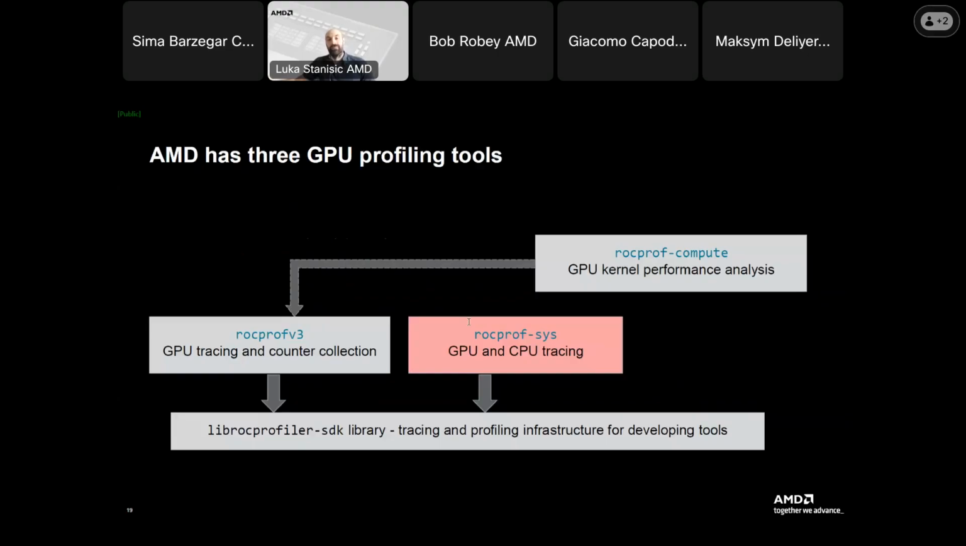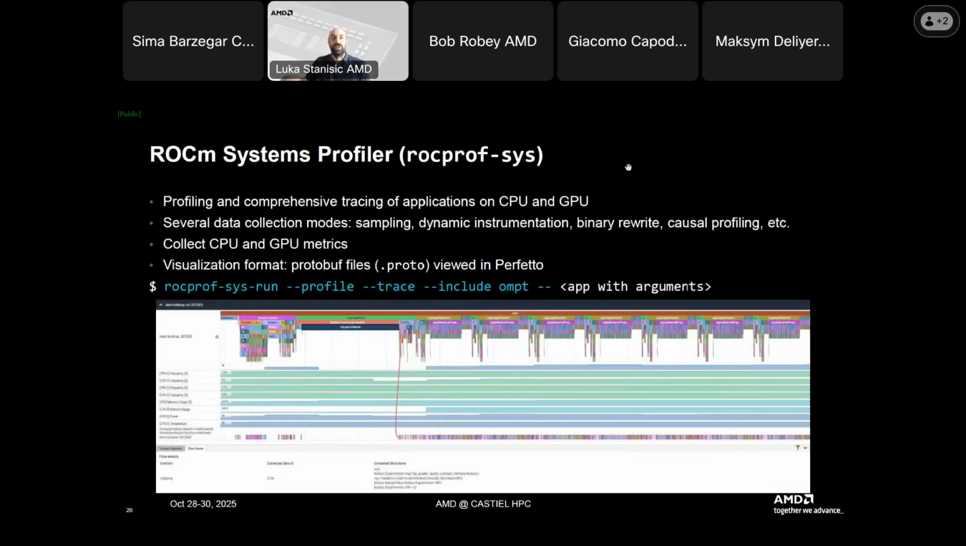So now let me move to rocprof-sys. rocprof v3 is, as I said, quite lightweight and traces only the GPU activity. rocprof-sys is much bigger, and it traces not only GPU but also CPU activity. It's a comprehensive tracing of applications, and it also has many more options and different collection modes. You can do sampling, dynamic instrumentation, binary rewrite, causal profiling, and so on.